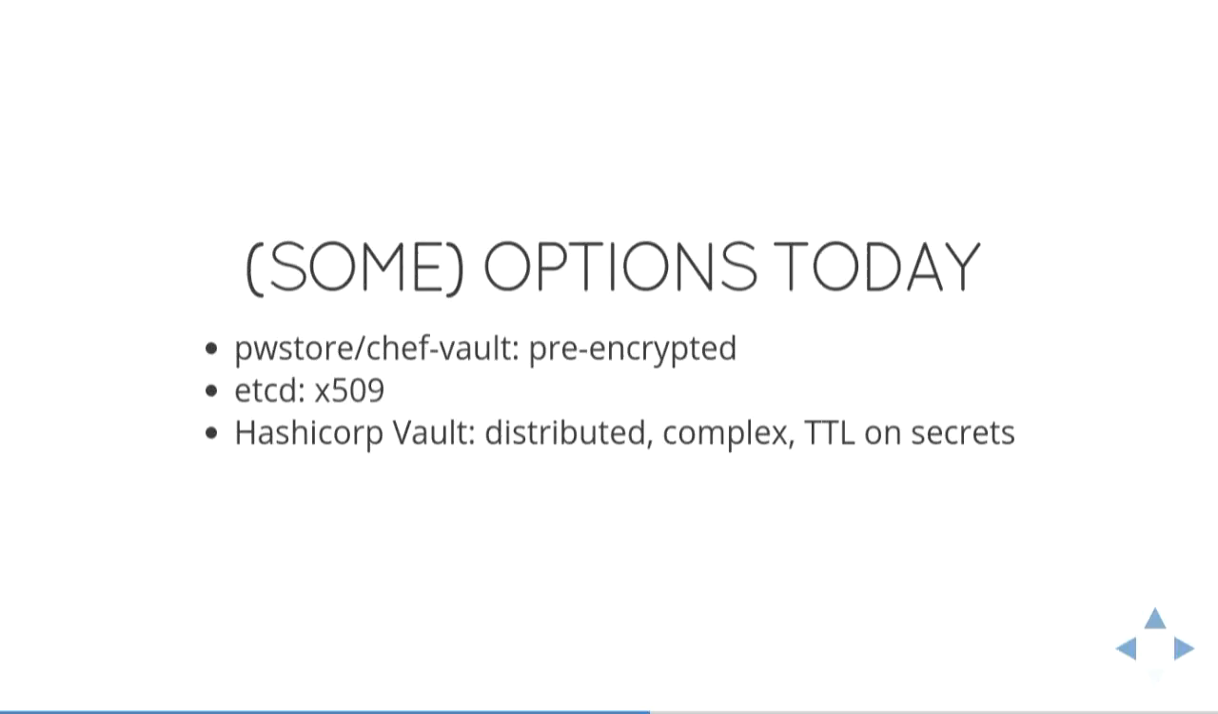So today, the same things exist. You have PVStore, you have Chef Vault. They're pre-encrypted, so you're going to do that manual work or have a cron job which does the manual work of re-encrypting those secrets. It might not be a problem. You have tools like etcd. If you use that, you have to take on the work of a CA infrastructure in X509. I'm not a particularly big fan of X509 and the entire PKI model around that, so not for me.